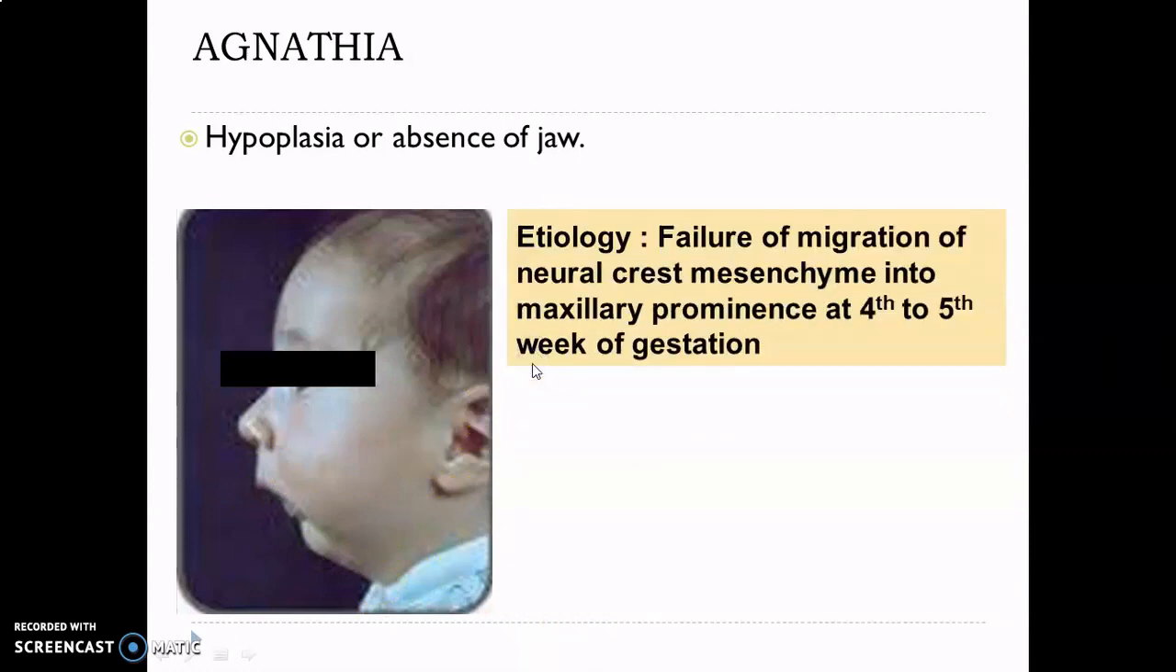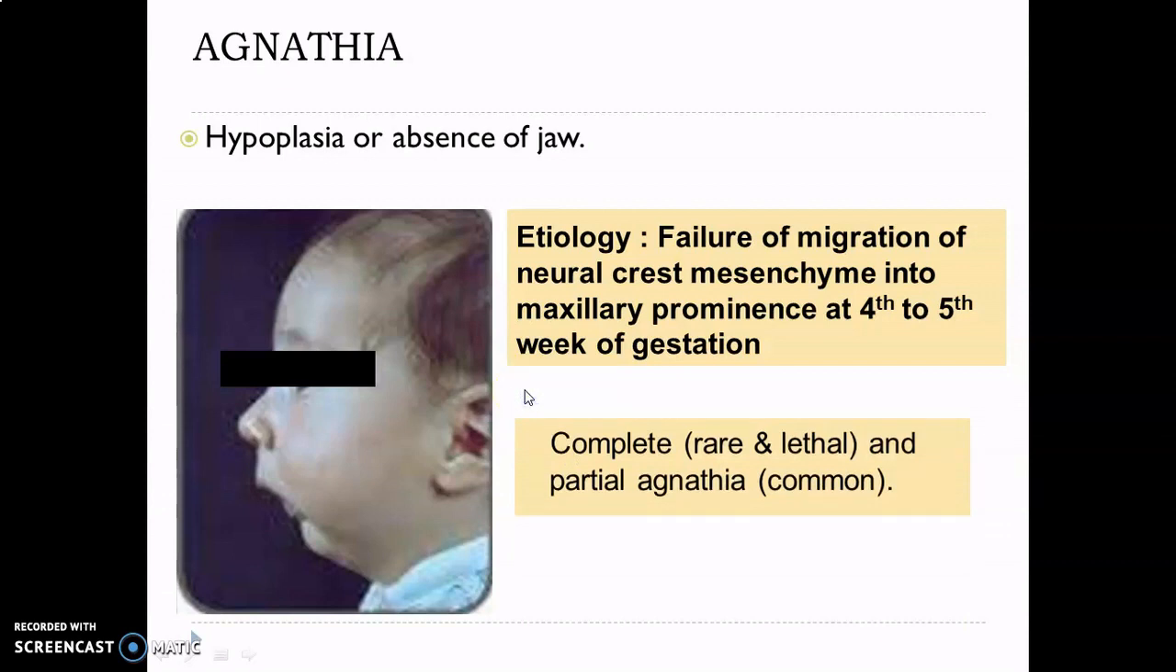This is usually due to failure of migration of neural crest mesenchyme into the maxillary prominence at the 4th to 5th week of gestation. We all know neural crest cells are the ones contributing to the development of connective tissue of head and neck. So if there is failure of migration of neural crest cells into the head and neck region at a very early stage of development, it will result in agnathia. So as I said, it can be complete and partial. Complete agnathia is a rare condition, and if at all it happens, it is lethal or causes death of the child, and partial agnathia is a quite common condition.